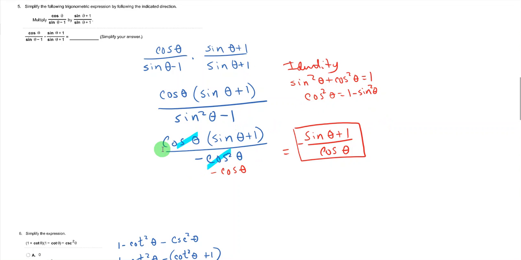Since I have a cosine theta here and a negative cosine squared theta here, one of those is gone and I'm left with a negative cosine theta on the bottom. And that negative can come out front, so I'm left with negative sine theta plus 1 over cosine theta. That's what should go in your box.